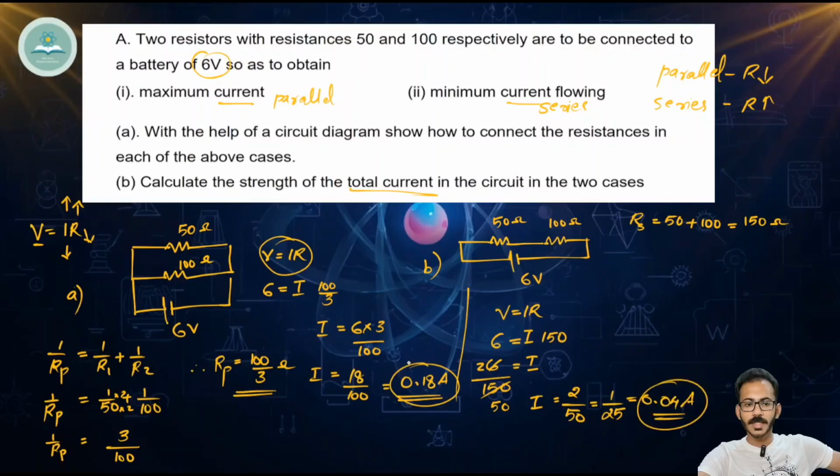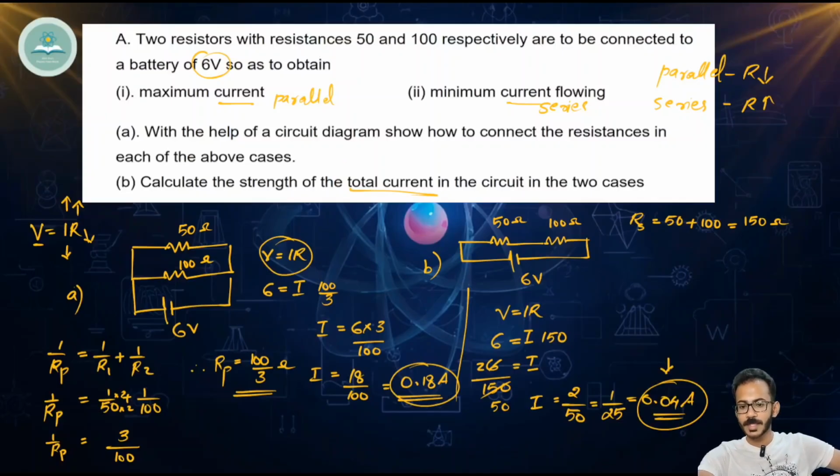So in parallel connection, the total current will be 0.18 ampere, and in series connection, the total current will be 0.04 ampere. So as they have asked in the question, we can see this is minimum current when it is connected in series, and this is the maximum current when it is connected in parallel.